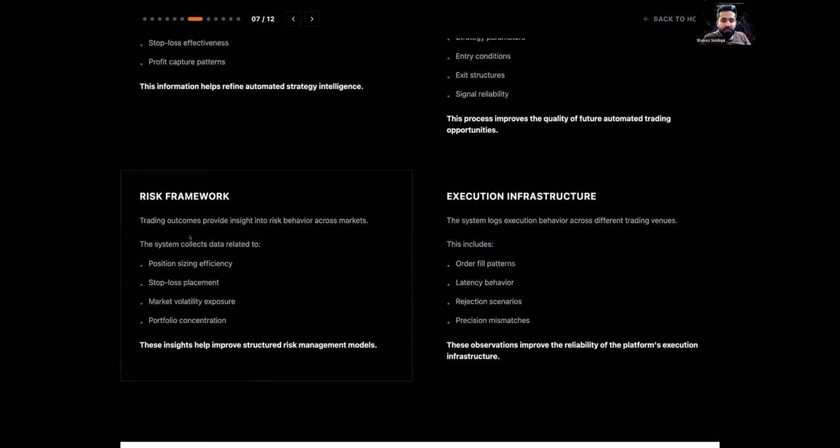Then there is execution infrastructure that learns and becomes smart with every order fill pattern, latency behavior of the market, rejection scenarios of the market, and precision mismatches of the orders. And this I'm talking about is the human part, the manual trading part of Rift.